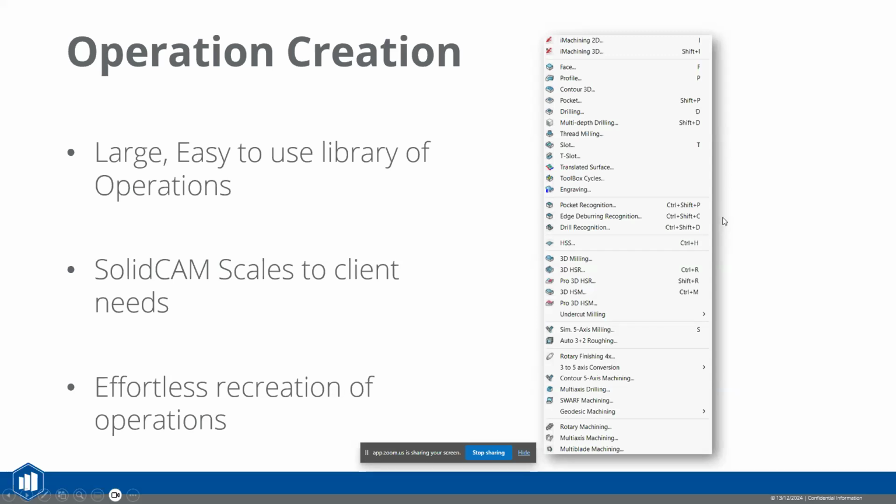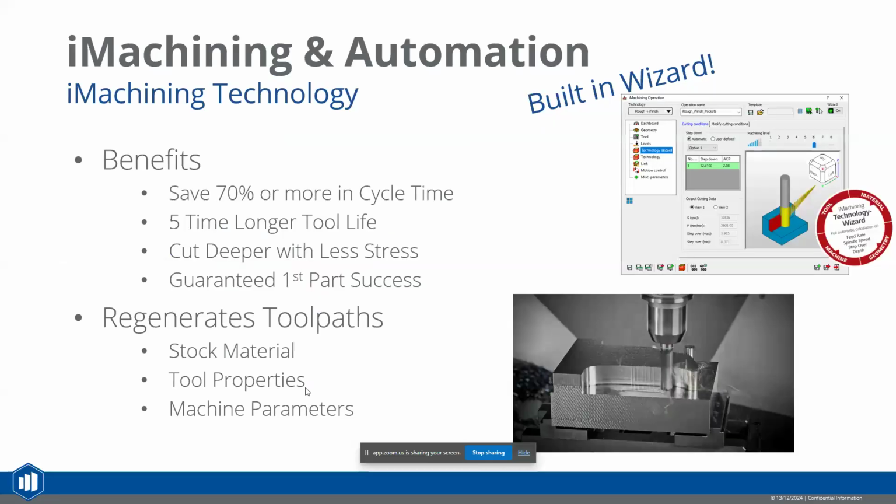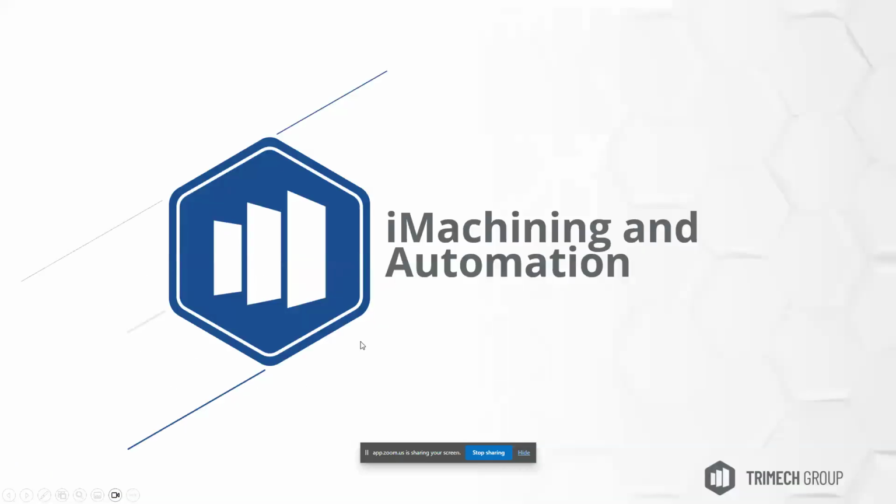SolidCam also scales to the client's needs. Even though SolidCam has all of these toolpaths, SolidCam is modular, so you only pay for what you need. If you only have a 2.5D machine and you have no use for 5-axis toolpaths or mill turn toolpaths, you're not going to need those. You're not going to pay for those. You're just paying for the bundle that you need. All right. And then a little bit later on, I am going to show you the effortless recreation of operations. And there's a few ways we can do that. All right. So next, we're going to talk about iMachining and automation.